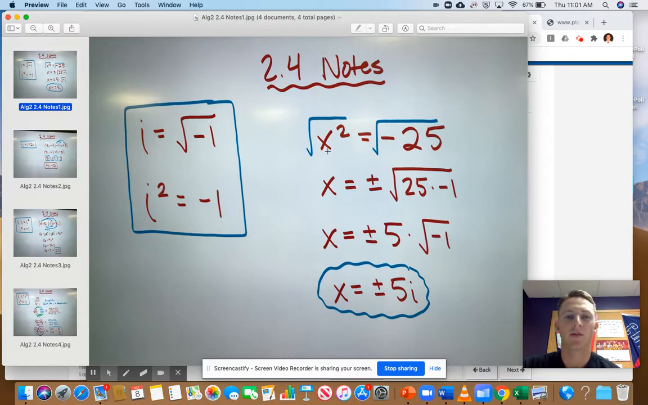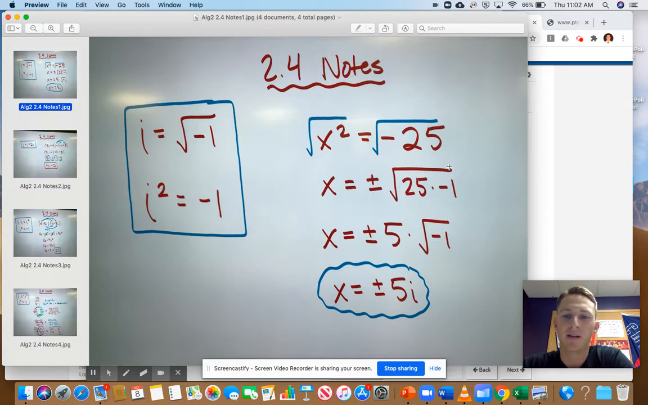So if we look here in our first example, we have x squared equals -25. We want to get x by itself, so we're going to take the square root on both sides. Whatever we do to one side, we got to do to the other. The square root and the square on the x are going to cancel, so we have x by itself. Now, when we take the square root of something, we're going to have two answers. So we have a plus or a minus. We have a positive and negative answer.